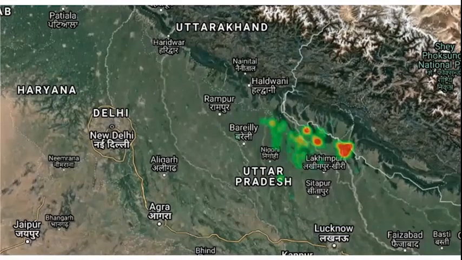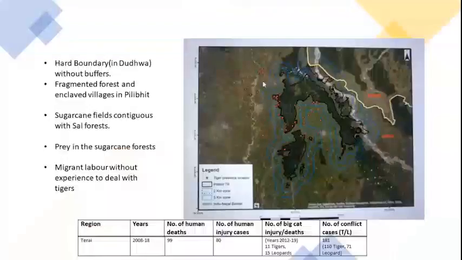So some cases would have resulted in injuries. Some cases would have resulted in deaths. And some cases would have resulted in just an interaction and the tiger going away and a situation being averted. Now, as I said, the problem is hard boundary in Dudhwa without buffers, fragmented forest, and then cleared villages in Pilibhit, the sugarcane being very contiguous.